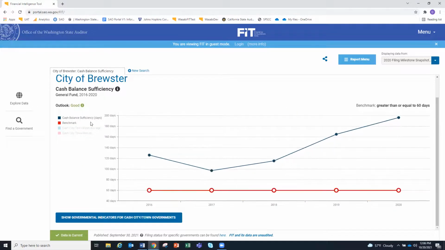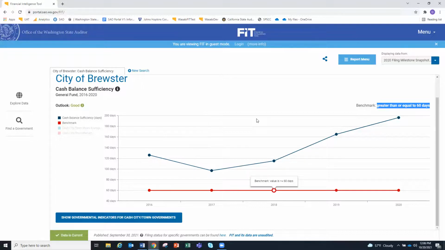And again, it's important to understand what this is showing. Off to the right here, you see the benchmark. Remember, it's greater than 60 days. Niles gave an explanation of that. So if you look at the legend, here's the 60-day benchmark. Here's the city of Brewster, and you can see back in 2020, they were at 196 days, where the benchmark is 60.